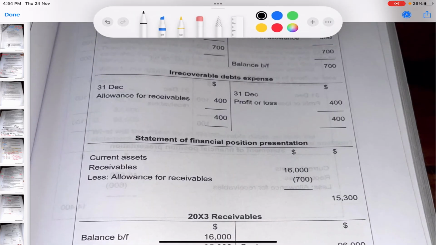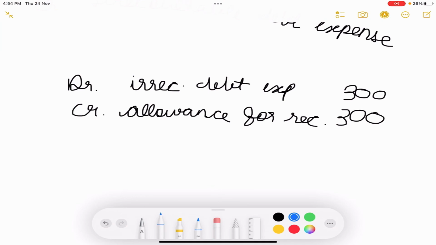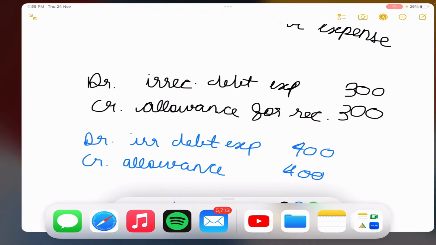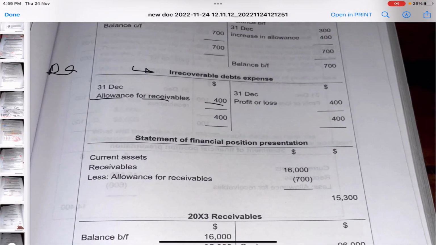See, debit irrecoverable debt expense account, credit allowance for receivables account 400. So the second one is again debit irrecoverable debt expense and credit allowance for receivables. How much? By 400, which is the balance. I hope you're doing it along with me. I'm not going to explain the ledger accounts because you know it all.